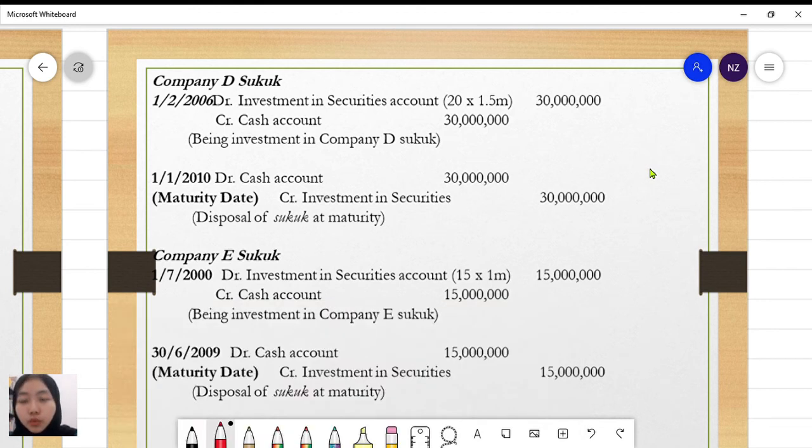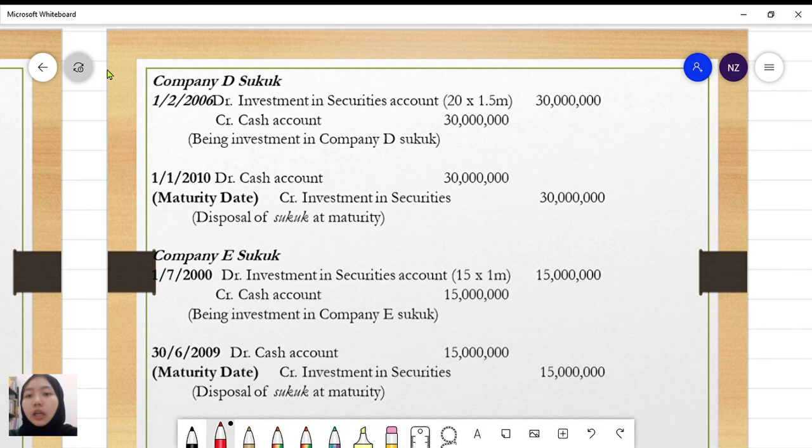If we look at sukuk, it is the same. The first thing I said earlier is to record investment in securities account. So this is the acquisition date. Make sure this date is also correct. The way to calculate total investment is also the same as shares earlier. Take the total price of sukuk times the quantity of sukuk. Like here, RM20 times 1.5 million. When you multiply, you will get 30 millions.